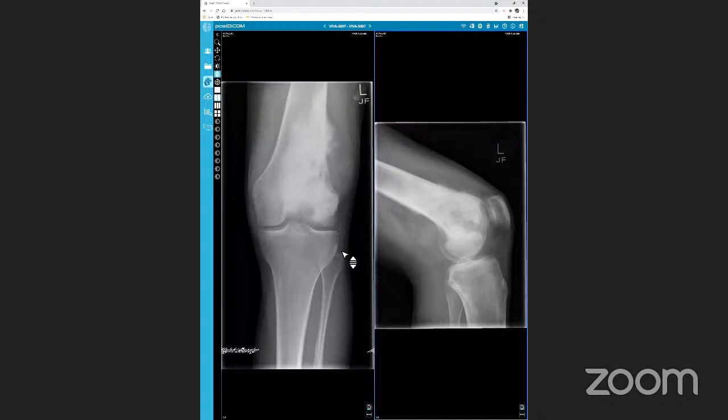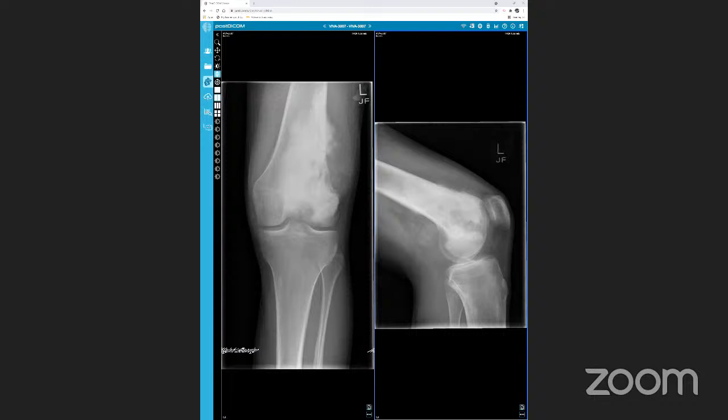This is a plain radiograph of the left knee of a skeletal immature patient. There's abnormality within the distal femur, an ill-defined sclerotic lesion with a fairly wide zone of transition. There is periosteal reaction and possibly a soft tissue component as well. I think this is a Codman's triangle periosteal reaction, which is highly aggressive, so this indicates a highly aggressive lesion.